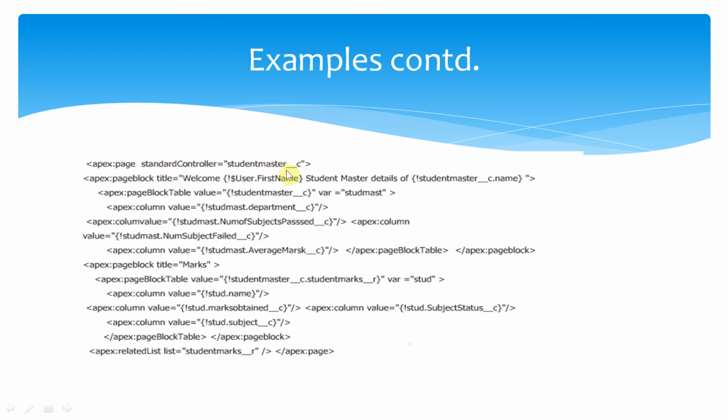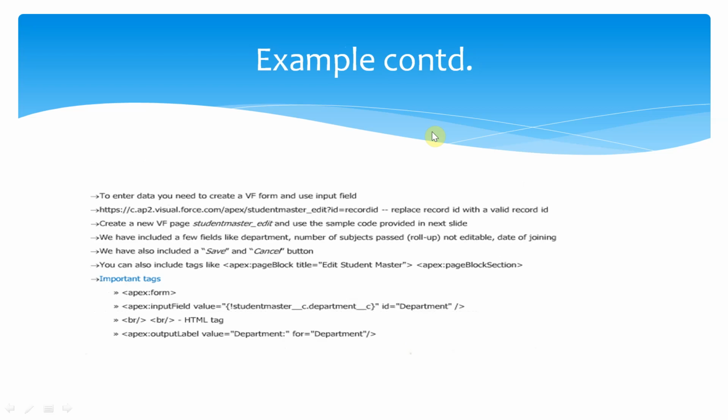Now at the top you have to give standard controller and then say welcome student. We give the bindings. The Student_Master__c.Name will take the standard controller and show it. Then in apex:pageBlockTable, we are going to show the column values. And if you want to show any related records, then you can say Student_Master__c.Student_Marks__r where equal to stud. So this Student_Marks__c.Student_Marks__r will bring the related records. Okay, so now let us build it and then it will make sense to us.